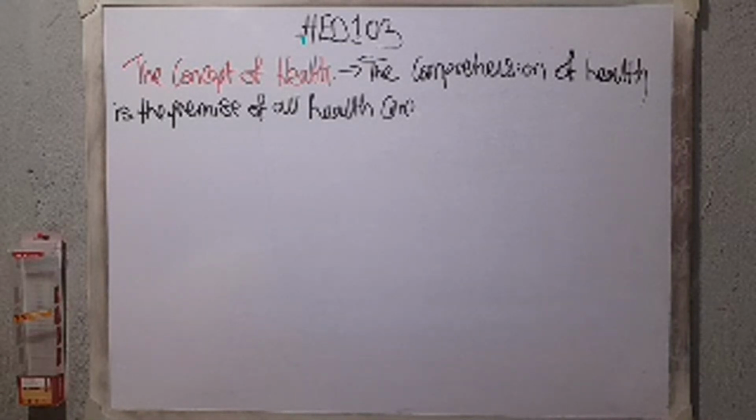The holistic concept recognizes the power of social, economic, political, and environmental influence on health. That is for the holistic. So we have that.